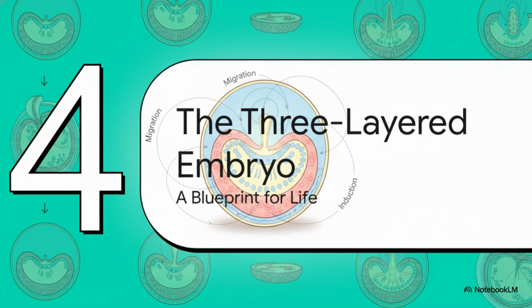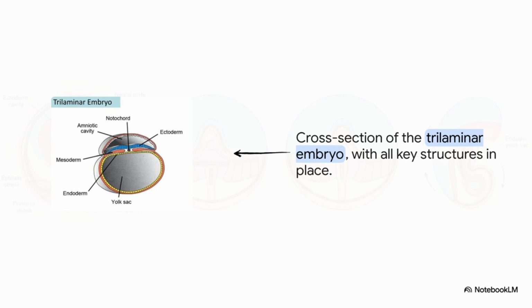So, at the end of all this migrating and invaginating and inducing, what do we actually have? Well, we have a fully formed trilaminar embryo, and it is packed with incredible potential. This cross-section right here shows the whole picture at the end of week 3. You can see the ectoderm on top, the endoderm on the bottom, and the mesoderm layered right in between. And sitting in the midline, just below the ectoderm, is our newly formed notochord. The whole thing is flanked by the amniotic cavity above and the yolk sac below. All the key players are now in position, ready for the next critical stage, organogenesis.